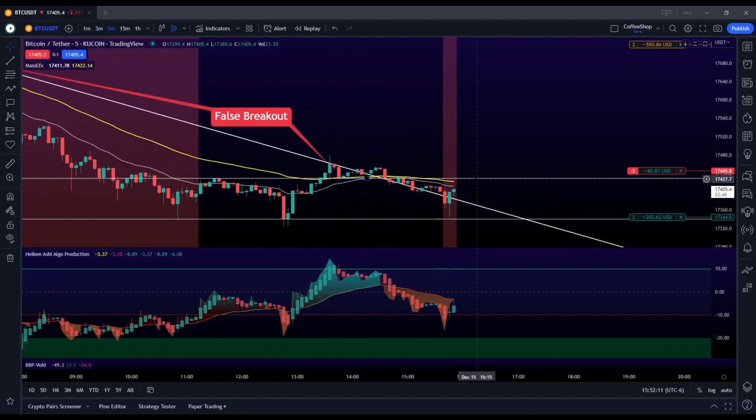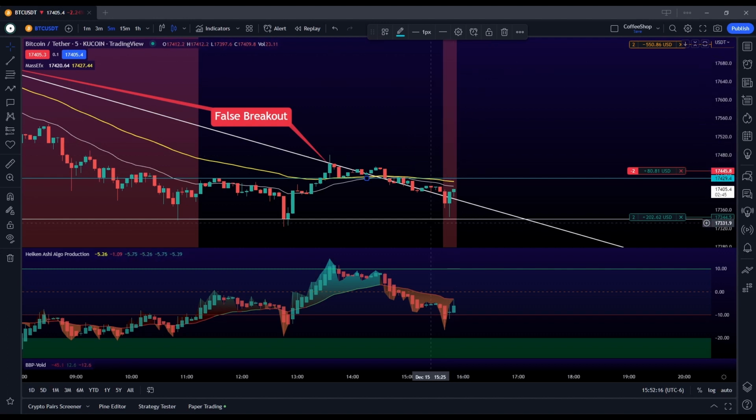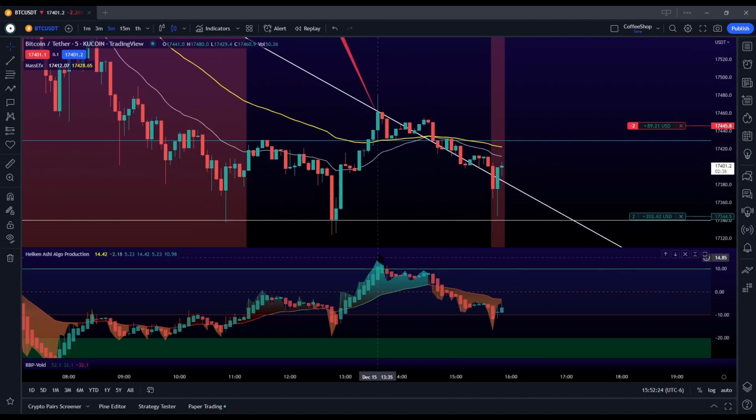Now we're talking about this line here, right? Let me just color this one so you can see what's going on there. You see that false breakout took place here, right?